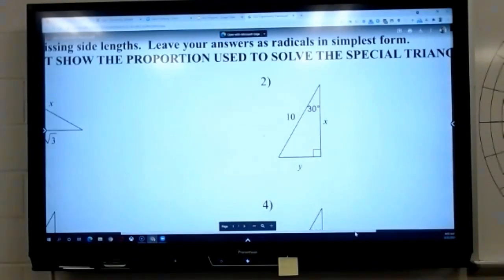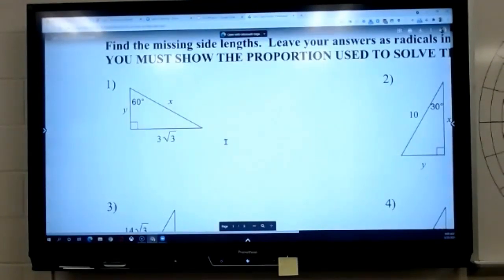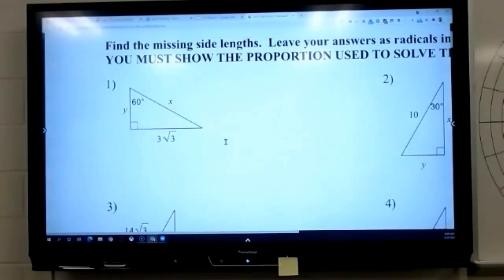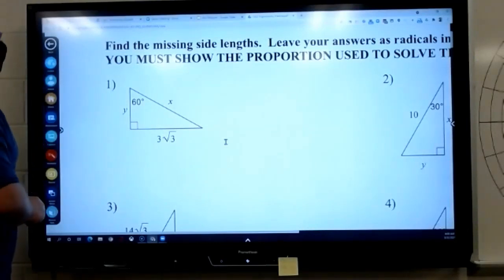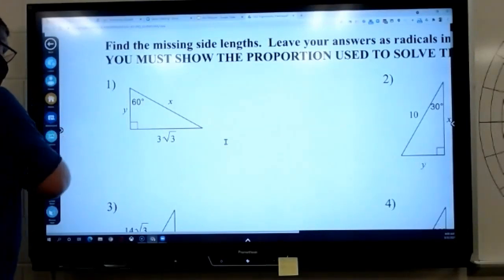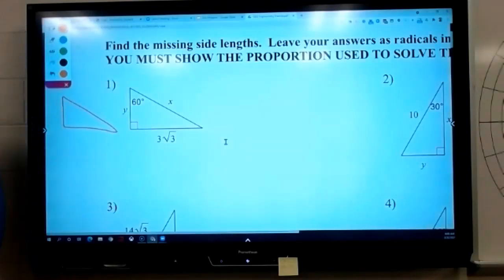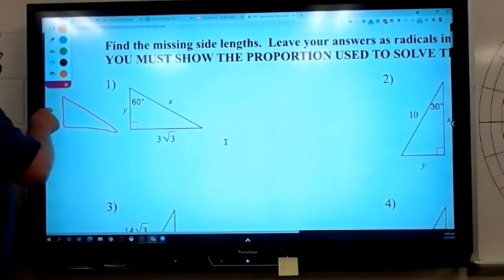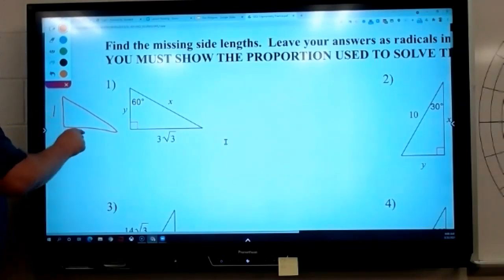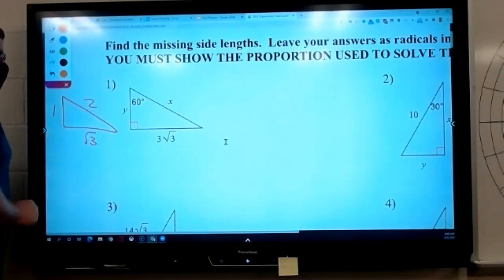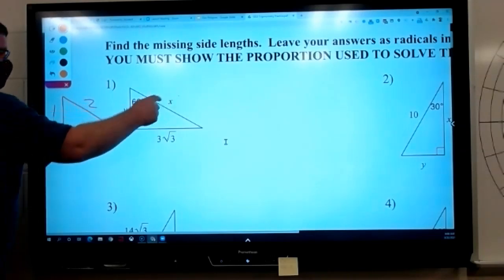All right, how are we going to do a problem like number 1? What's up with number 1? It's a 30, 60, 90. So what do we do? Does everybody agree with this? What goes over here? What goes here? Root 3 and? Cool. So now how can I find x?